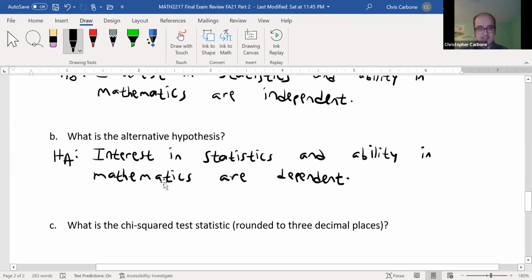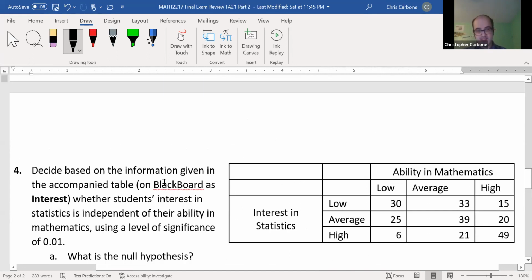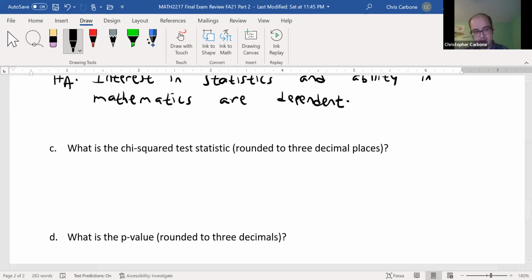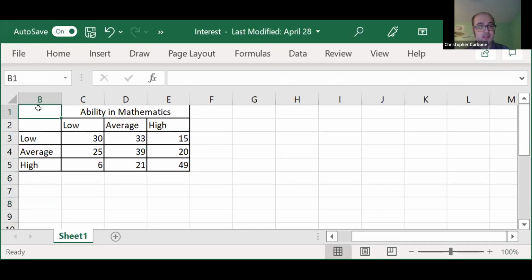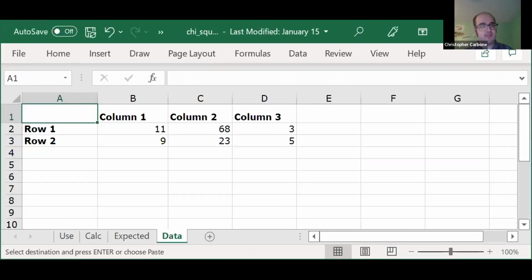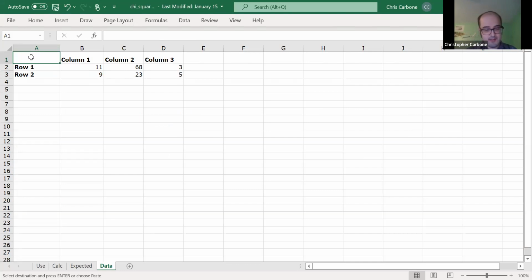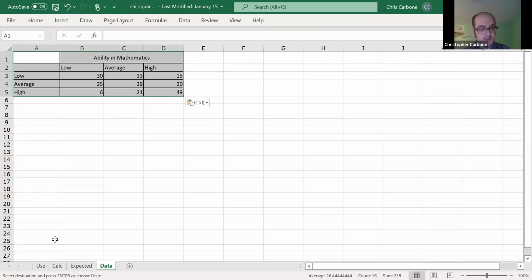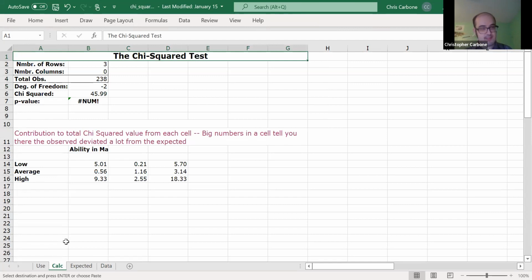Part C, we want the chi-squared test statistic rounded to 3 decimal places. So we need to take this data set and paste it into our Excel template. So let me first open up the data set, that being this one. I want to take it, copy it, and then open up a chi-squared template, so we can actually go about calculating this, that being this. Then it's going to paste our data in here. And it should go right in. So for our chi-squared test statistic, we have here a 45.99 as our value.